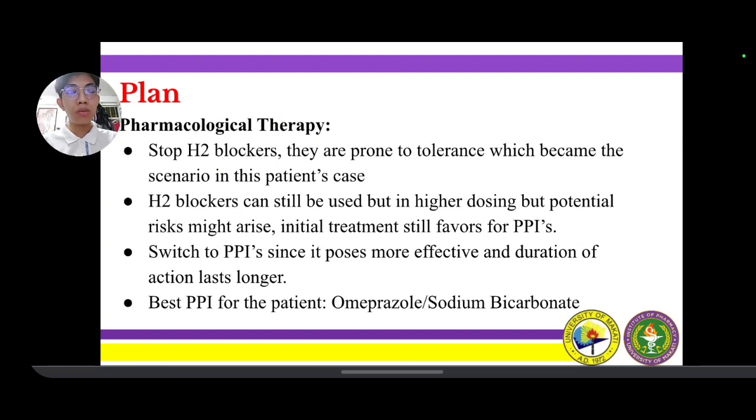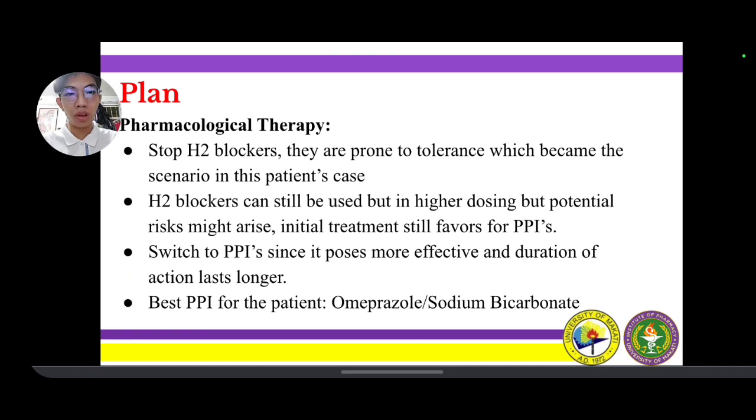Because it was mentioned that H2 blockers or H2 antagonists are prone to tolerance, especially over a long period of medication, H2 blockers can still be used but in higher dosing. But take note that there are potential risks that might arise when the dosing is increased, so the drug strength is also increased, and initial treatment still favors proton pump inhibitors.